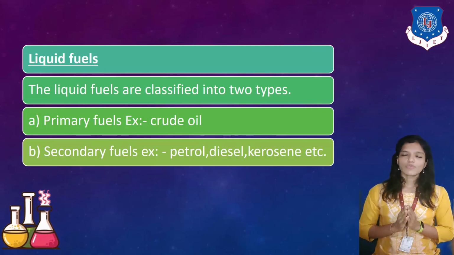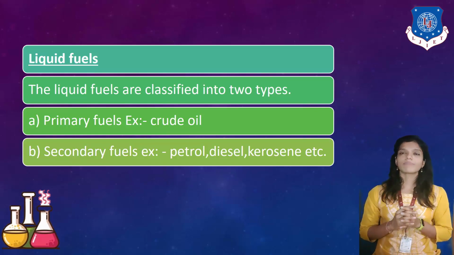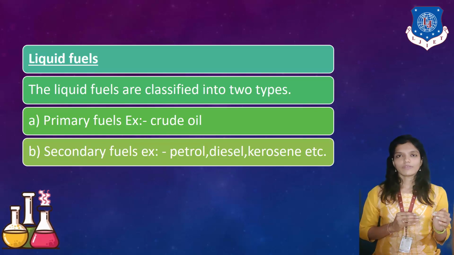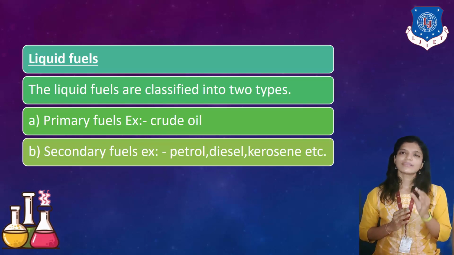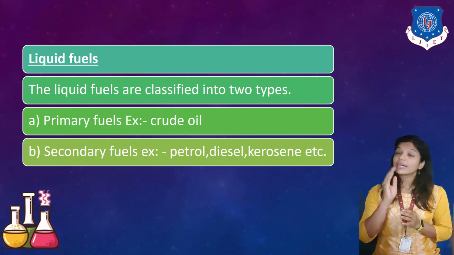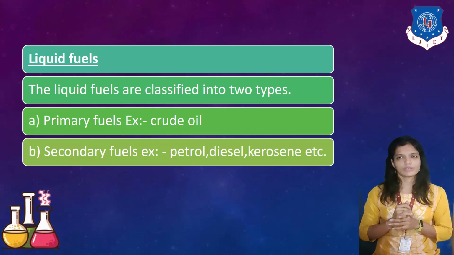Okay, let's move ahead to the liquid fuels. What do we understand by liquid fuels? Till now we have studied solid fuels and gaseous fuels. Now we will move towards the liquid fuels. The liquid fuels are generally classified into two main types. Number one, primary fuels, for example crude oil. And number two, secondary fuels. We can take examples of petrol, diesel, kerosene, etc. They all are considered as secondary liquid fuels.